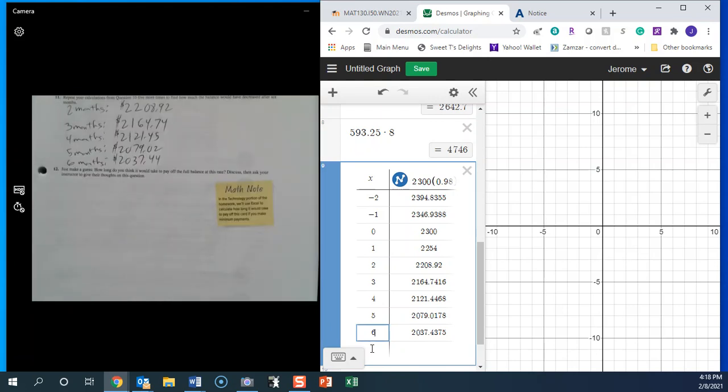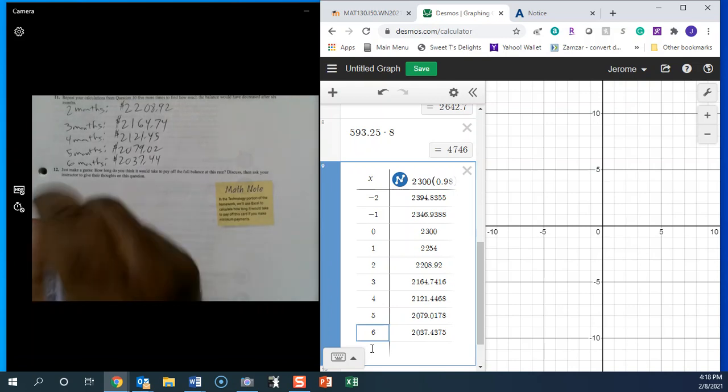Okay, now we come here to problem number 12. It says, just make a guess. How long do you think it would take to pay off the full balance at this rate? Discuss, then ask your instructor to give their thoughts on this question.